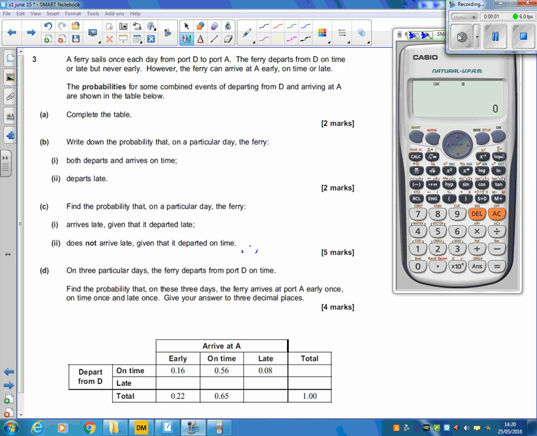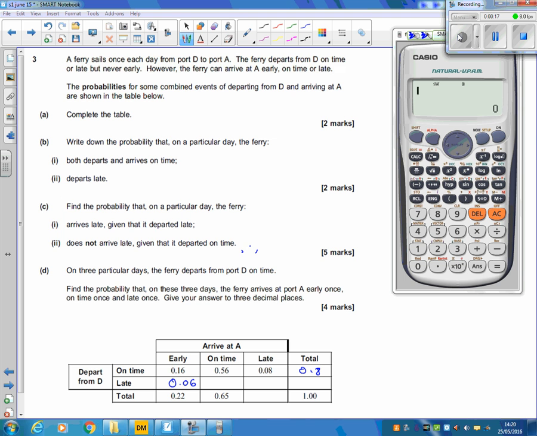June 2015 S1 question 3 is our probability question. It starts simple enough, just asking us to fill in this table at the bottom, and I don't think anybody actually got it wrong. I've got a 0.8 here, and 22 take away 16 is 6.